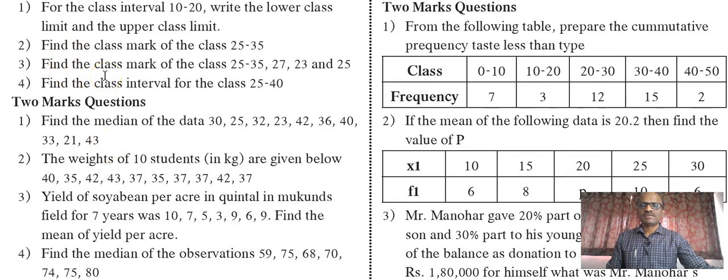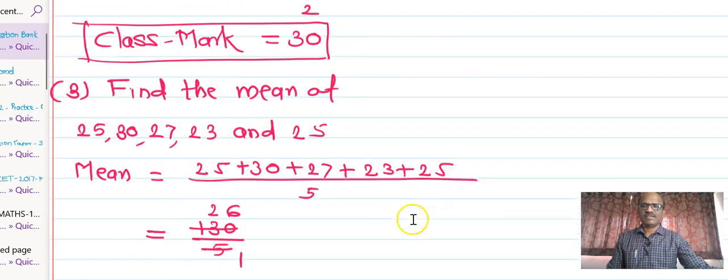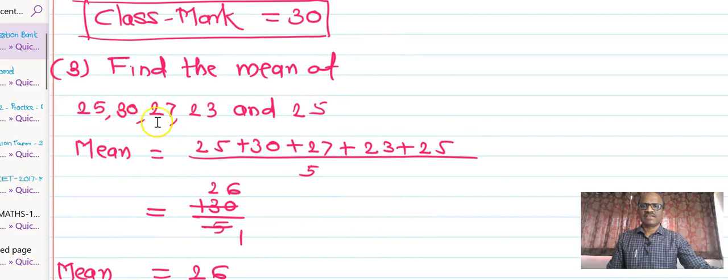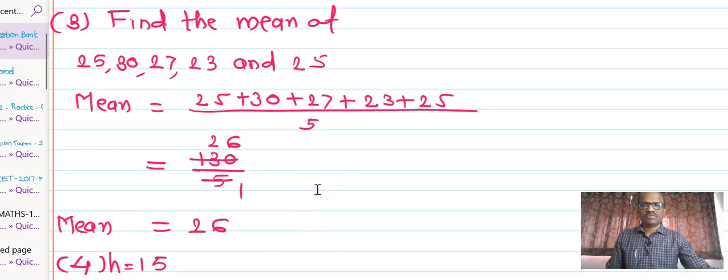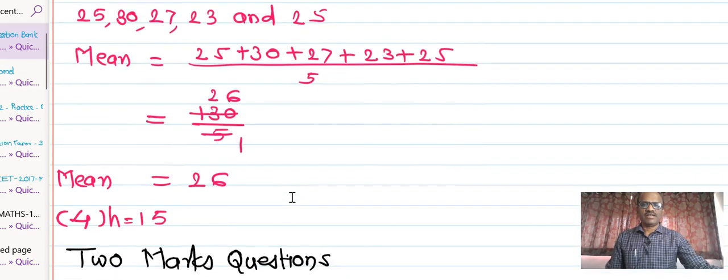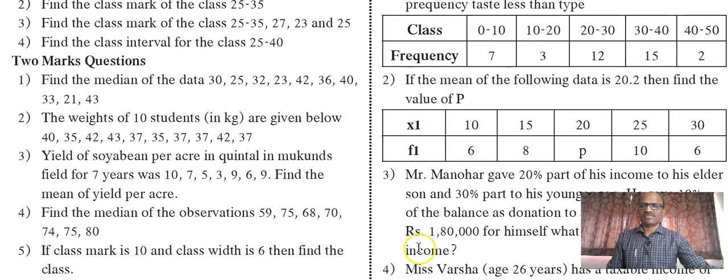Find the mean of the given data. There was some mistake, I have corrected it. Find the mean of 25, 30, 27, 23 and 25. Now add these: 25 plus 30 plus 27 plus 23 plus 25, then you are getting 130 upon 5. If we divide it, then you will get the mean equal to 26. Now next question.